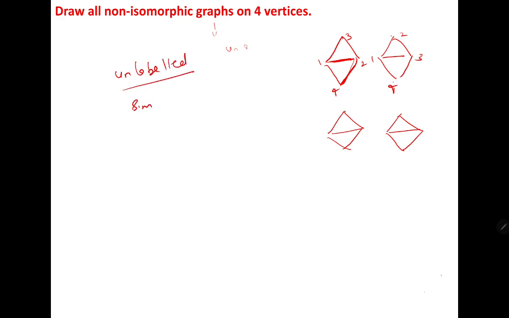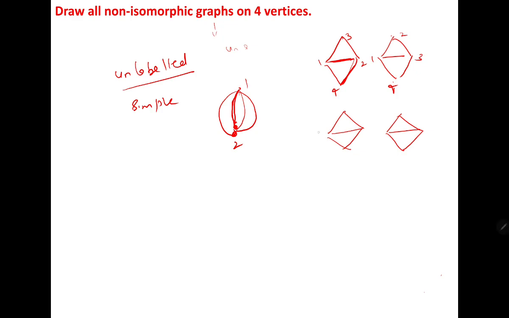Then I consider simple graph. Simple graph means that between two vertices there should be only one edge, because there can be more than one edge also. Like this is also allowed: two vertices 1 and 2 and 4 edges between them, but I am considering only one edge. And no loops.